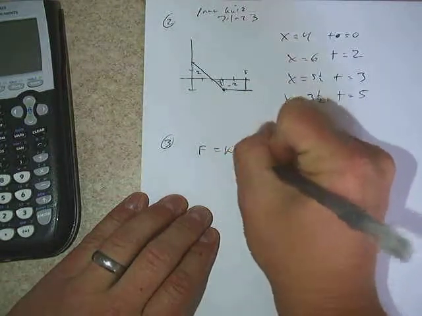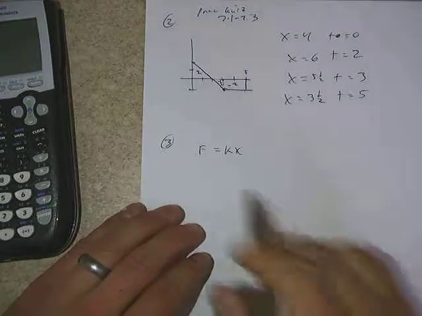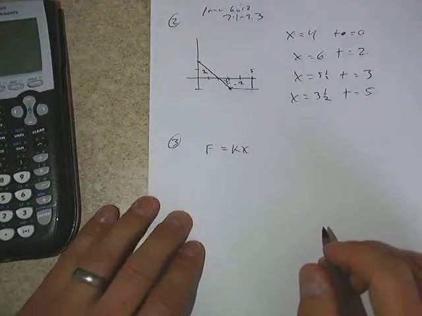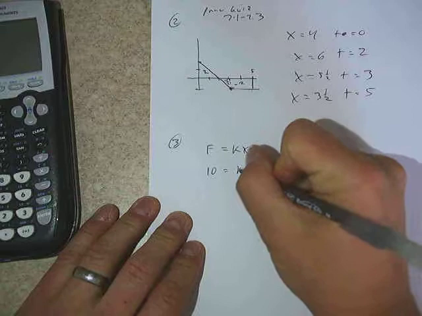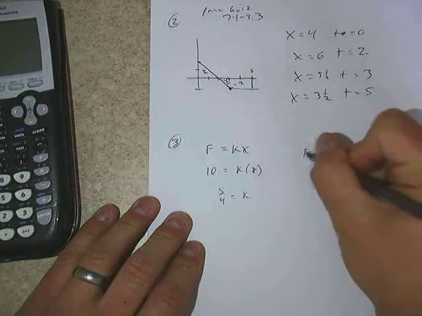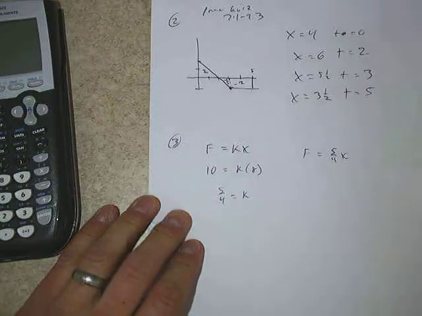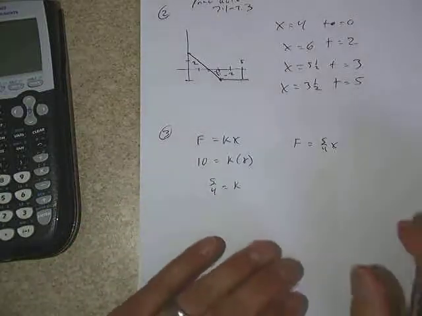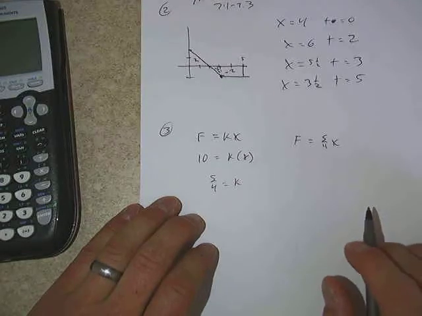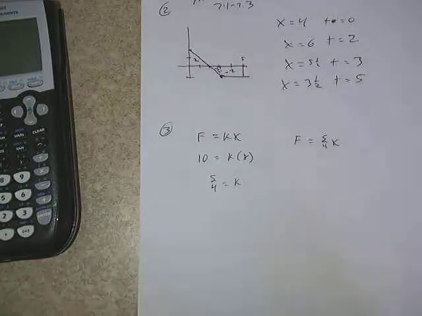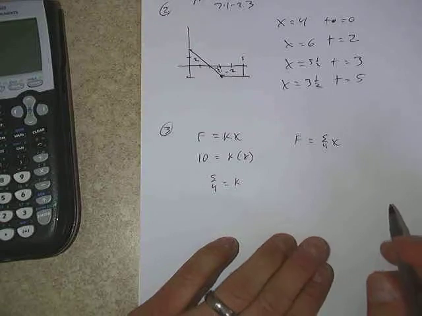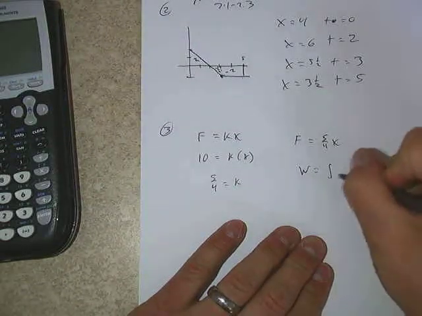And number 3. We have a spring, and we learned that with a spring, force and distance are going to be related by Hooke's law. And it says it requires a force of 10 newtons to stretch a spring 8 centimeters beyond its natural length. So if it takes 10 newtons to go 8 centimeters, then ultimately we're going to get 5/4 to be our k here. And so for our particular spring, 5/4 x is the force equation for this spring.